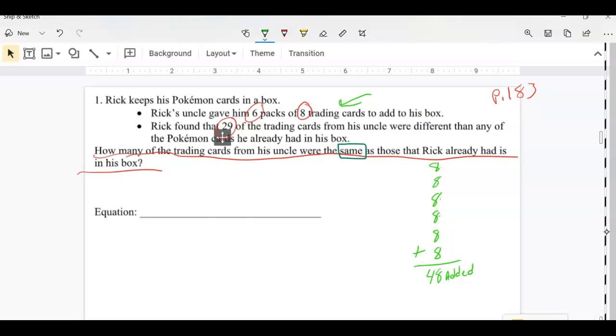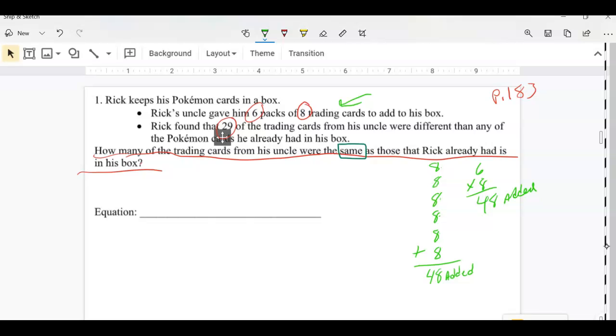Another way that you could solve that, 6 packs of 8, is simply by multiplying them. 6 times 8, 48 added. Okay, same answer. All right, so we can't stop right there. This is how many were added, were given to him from his uncle.